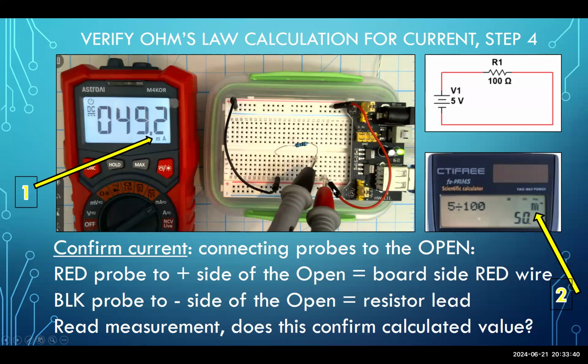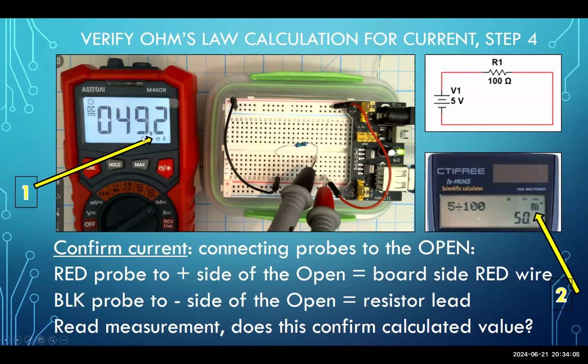And if you do so, look at this. When you have your multimeter set to read current in milliamps, so it's set here, it does show you on the display mA for milliamps. Do we have something close to our calculated 50 milliamps? Here's your calculator display, 5 divided by 100, 50 milli. That's pretty darn close.